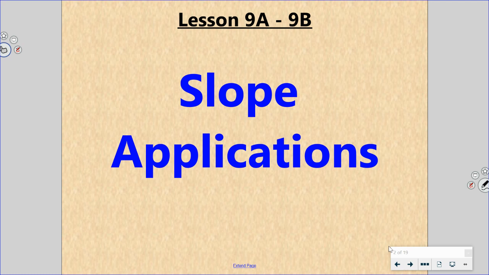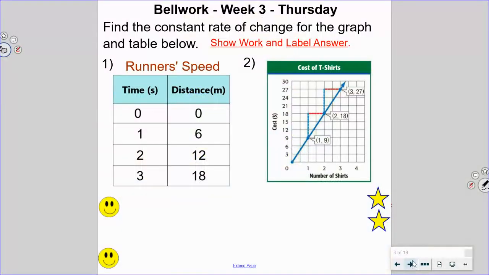Ladies and gents, let's finish up Chapter 9A. So this is Chapter 9A, the supplemental chapter before Chapter 9 in the textbook. Lesson 9B, more on slope, is what we're heading into today. But first, let's pause. I'm going to ask you to press pause.